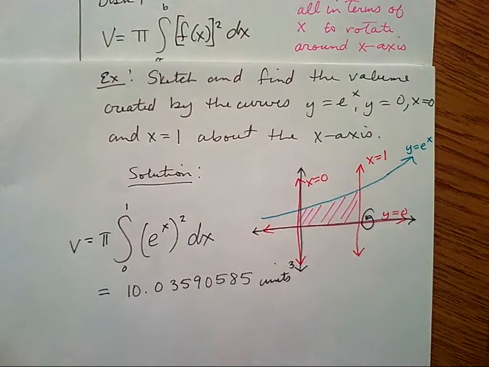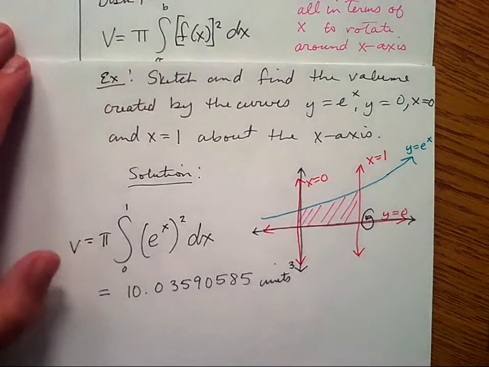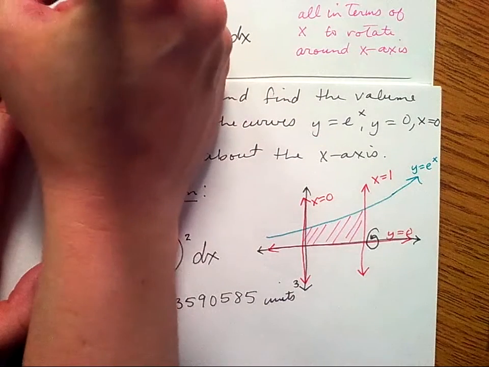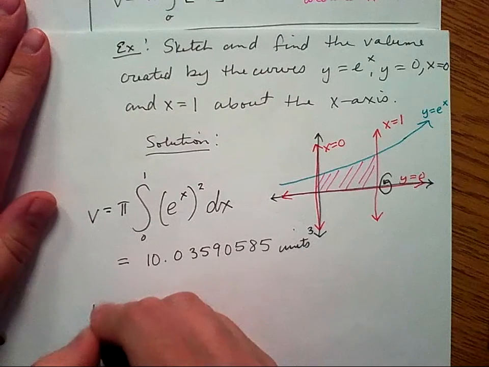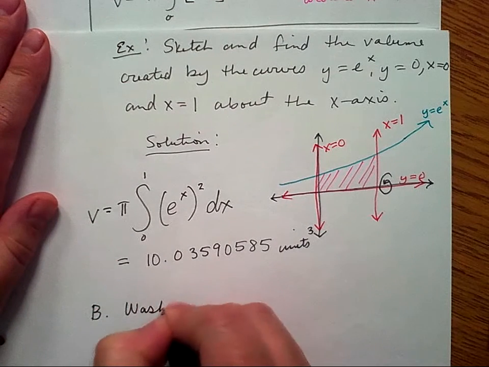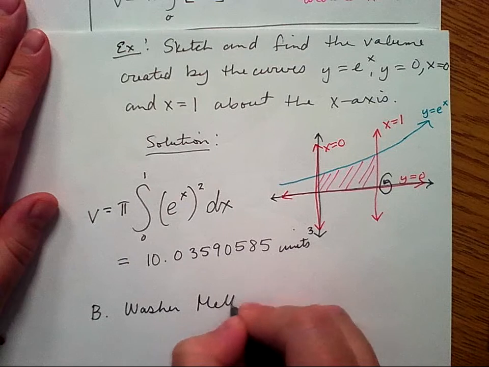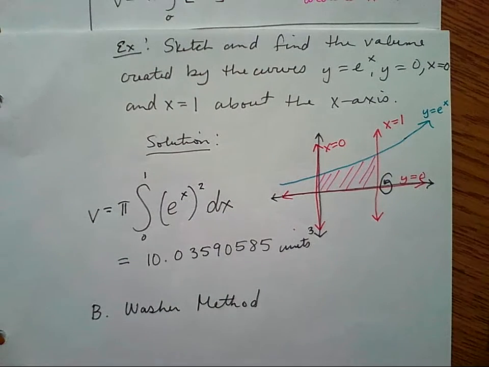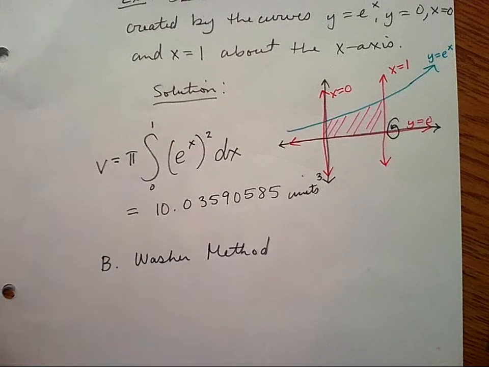Good. So that's if I have a solid, right? But let's say I wanted to make a vase or something like that. So this is A, the disk method. We're going to talk about B, the washer method. So just like before, how we did the area between curves, this is going to be pretty similar. Okay, so let me draw a picture.